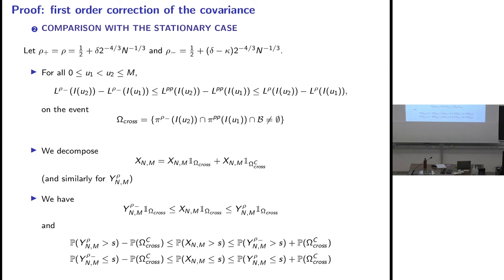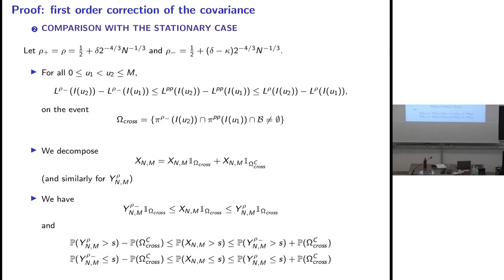the event of the crossing event between the geodesic for L rho and the geodesic for the point-to-point LPP have an intersection in the bulk. So if we decompose, I recall that this is called X and M. This is Y rho M, and this is Y rho minus M. So we decompose X and M on the event omega cross, and its complementary.